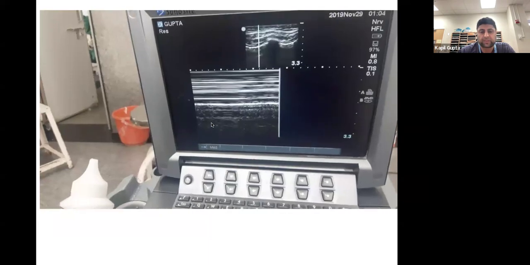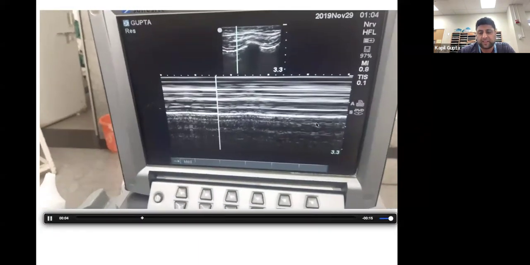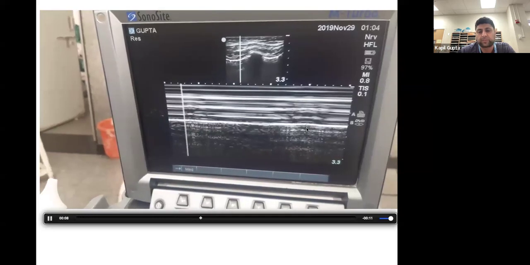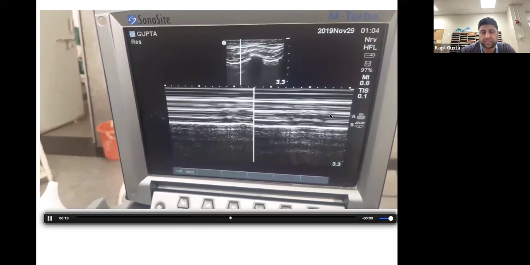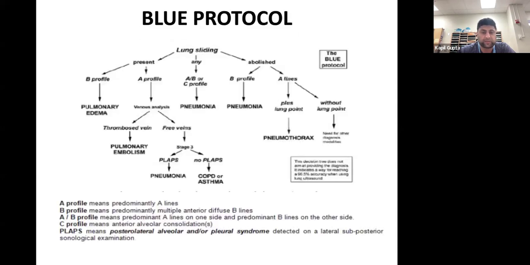So just in a bigger picture, this is the M mode showing a seashore sign. That is a healthy lung. The granular tissue, the pleura, as well as the skin, subcutaneous tissue, and the muscle. Now coming down to lung pathologies. When we have pulmonary edema or pulmonary fibrosis, the air content decreases. Now the acoustic mismatch needed to affect the ultrasound beam is created, and some images do appear.